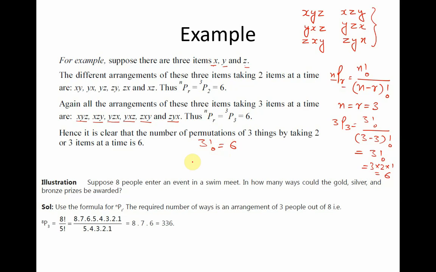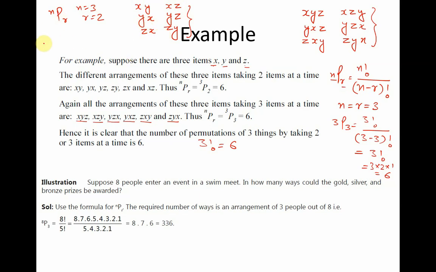Now let us see what happens if I take 2 out of these 3 objects at a time. What I am saying is, I want to find out the value of nPr, where n is equal to 3 and r is equal to 2. Let us see the various possibilities. Once again, the first element can be X. With X there are possibilities like XY and XZ. With Y, YX and YZ, and then ZX and ZY. So once again there are only 6 possibilities.